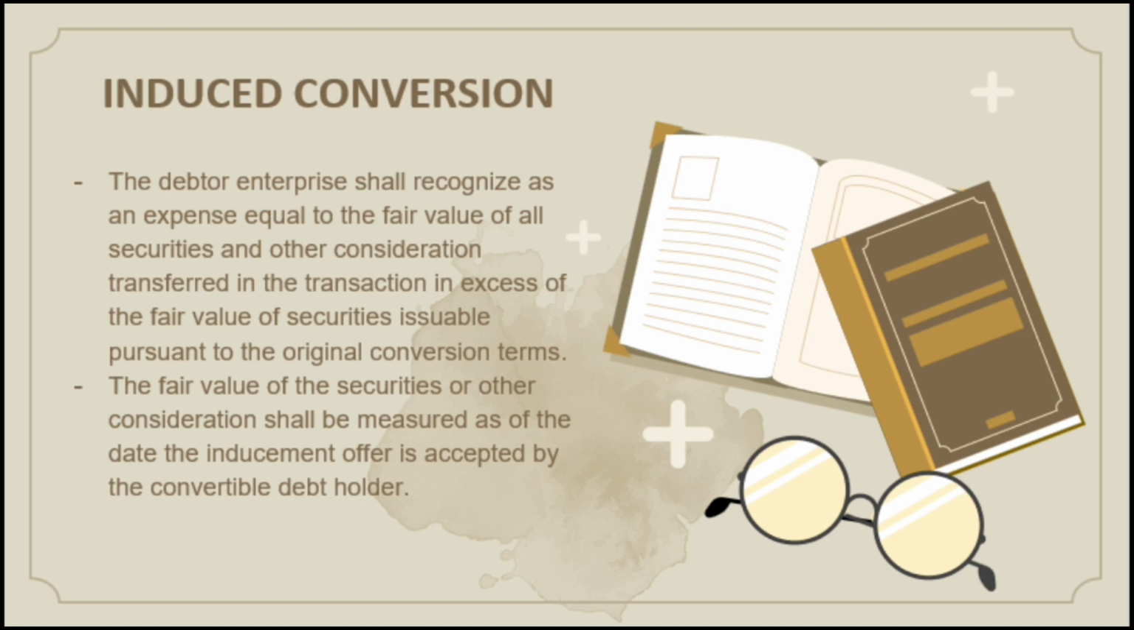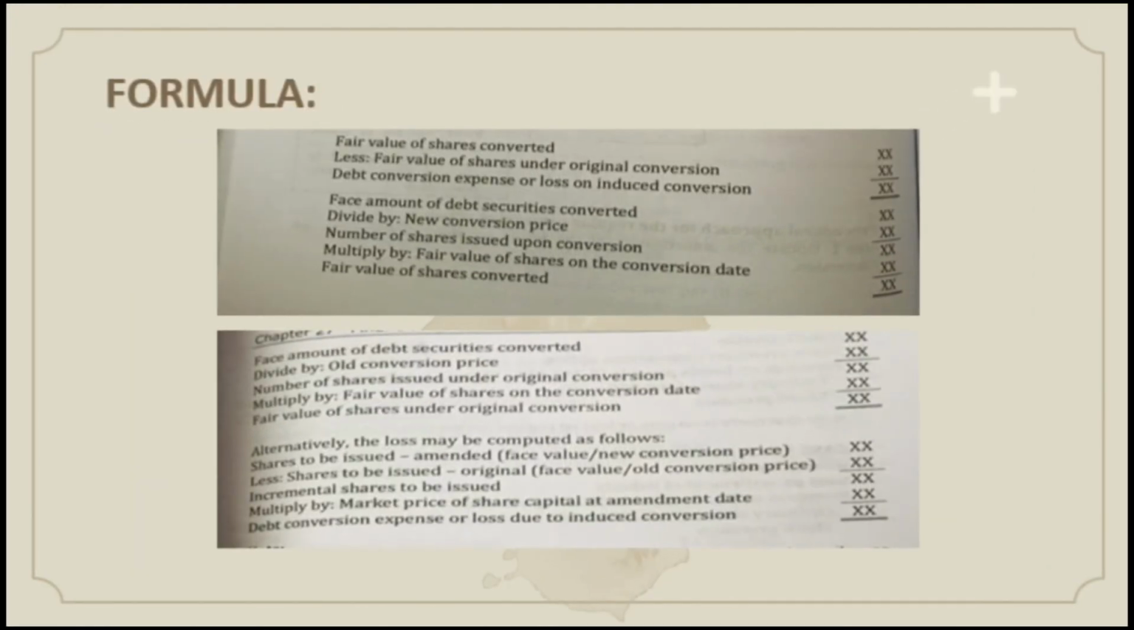If the terms of the convertible instrument are amended to induce early conversion, any difference in the fair value of the consideration received under the revised terms compared to the original terms is recognized as a loss in profit or loss. This ensures proper accounting treatment for inducements and maintains transparency in financial reporting. In cases where there would be amendments of terms to induce conversion, additional loss should be recognized in the profit or loss for the period.